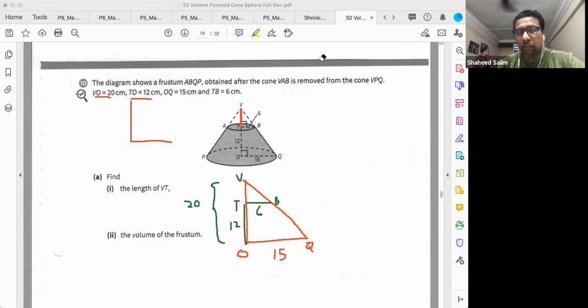Tiba-tiba. Makanya. Okay, siapa yang pernah bilang ya?